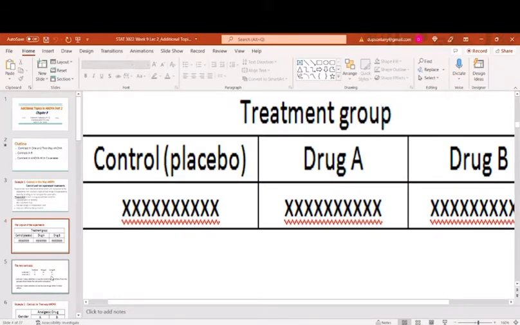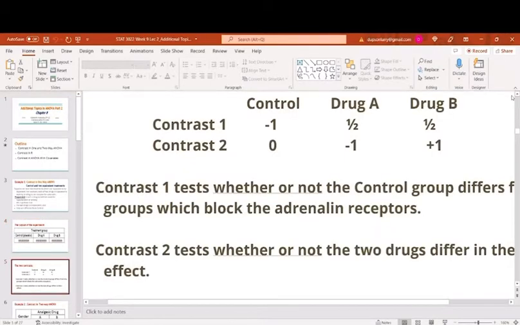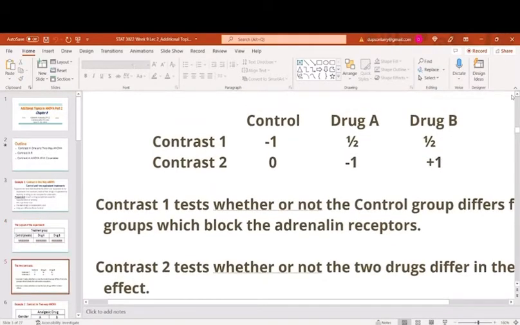Now, how are we going to go about that? How do we set up a contrast for that? I told you the number of contrasts that we're going to construct depends on how many levels of treatment we have. We've got 3 levels of treatment right now: control, drug A and drug B, which means the number of contrasts that we're going to construct will be 2. Now let's look at the first contrast.